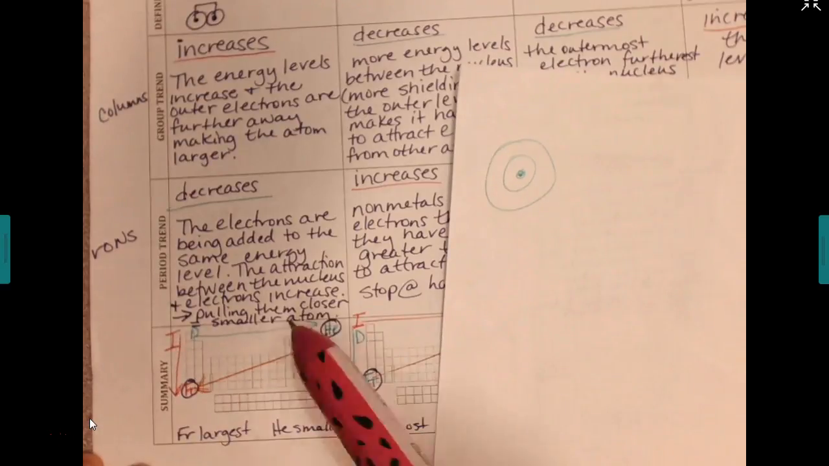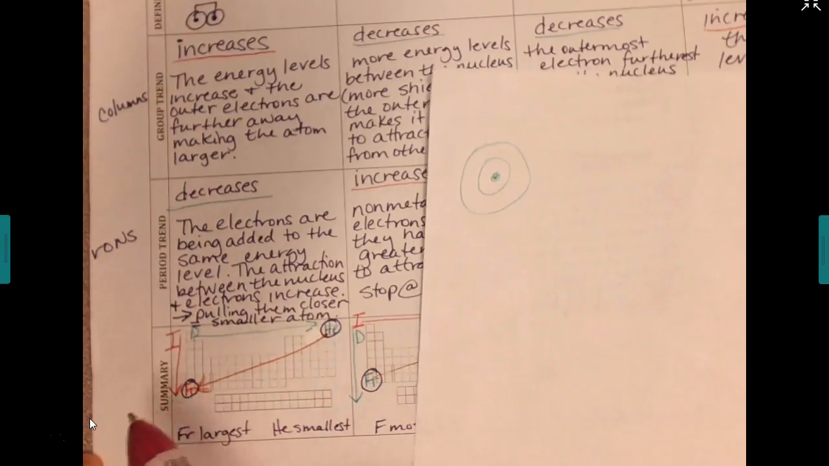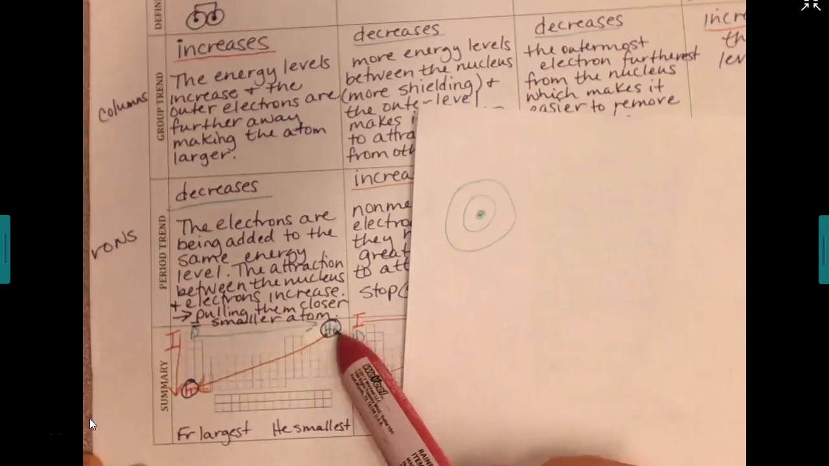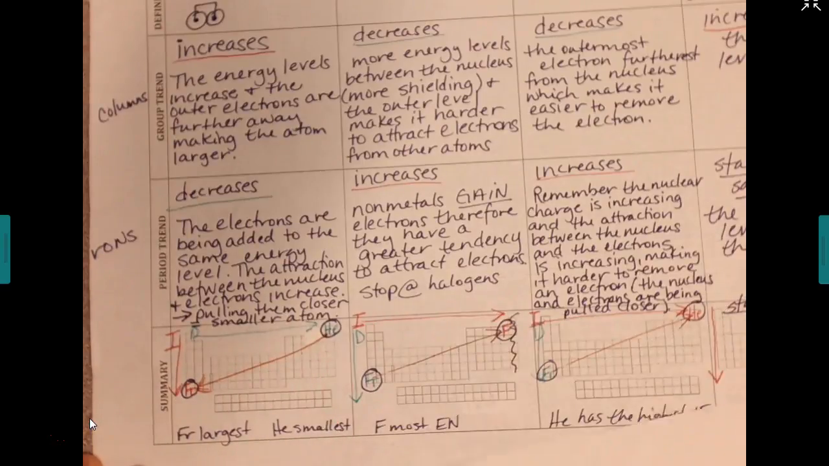So our general trend is on this diagonal. Remember, francium is going to have the largest atomic radius, and helium will have the smallest. Okay, I'm using blue for decrease and red for increase.